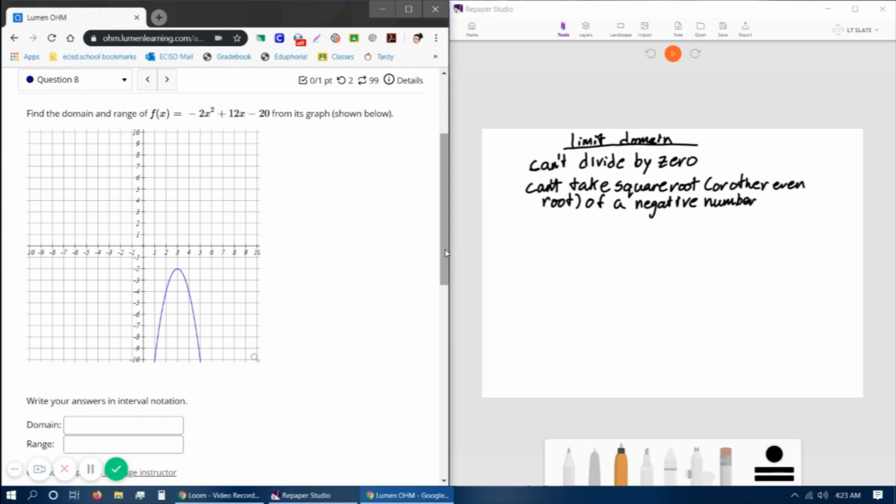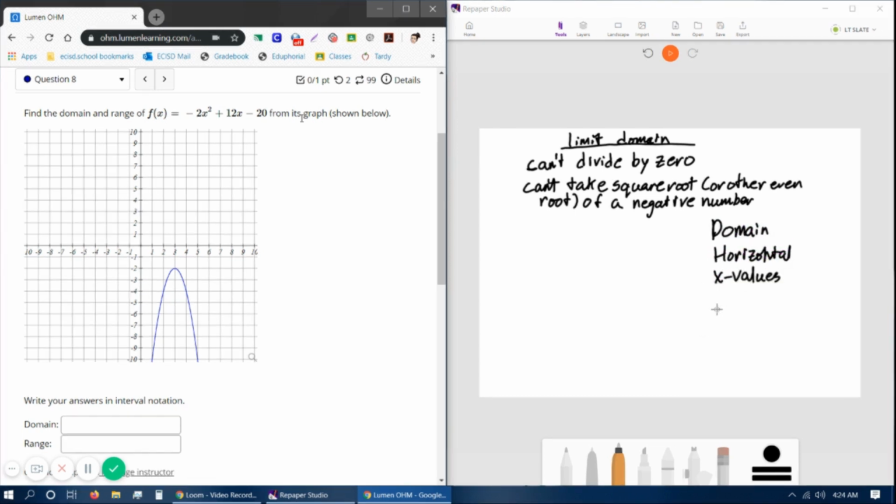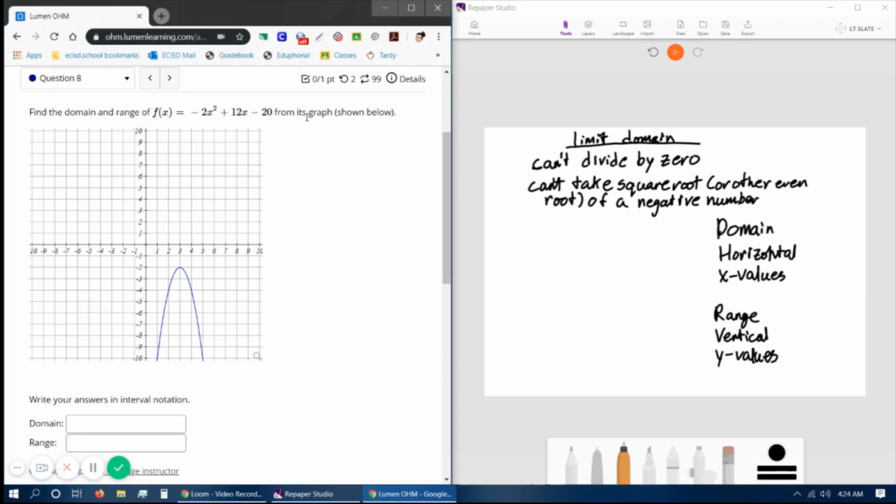Question 8 wants us to find the domain and range of f of x equals negative 2x squared plus 12x minus 20 from its graph. Remember that domain is your horizontal x values, and range is your vertical y values. In questions 5, 6, and 7, I covered the fact that the only things that can limit the domain are dividing with a variable or taking the square root or even root of a variable. Since neither of those are happening in this function, the domain will be all real numbers.